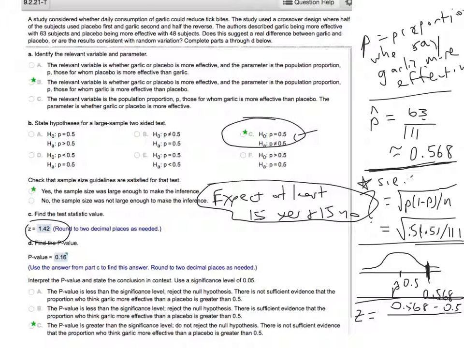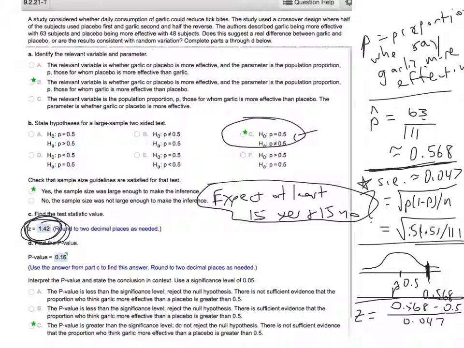This number, or standard error, turns out to be 0.047 with a few more decimal places. So that's the result of this calculation. So my standard error is about 0.047, so that's what goes here. And so if we do that calculation for the z-score, that's where this 1.42 is coming from.